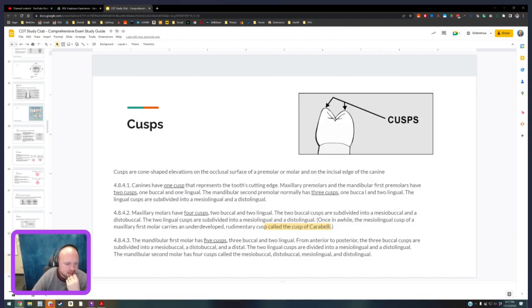Cusps, the pointy bits. Maxillary premolars and the mandibular first premolars have 2 cusps. Mandibular second premolar has 3 cusps, one buccal and 2 lingual. The lingual cusps are divided into a mesiolingual and distolingual. Maxillary molars have 4 cusps, 2 buccal and 2 lingual.